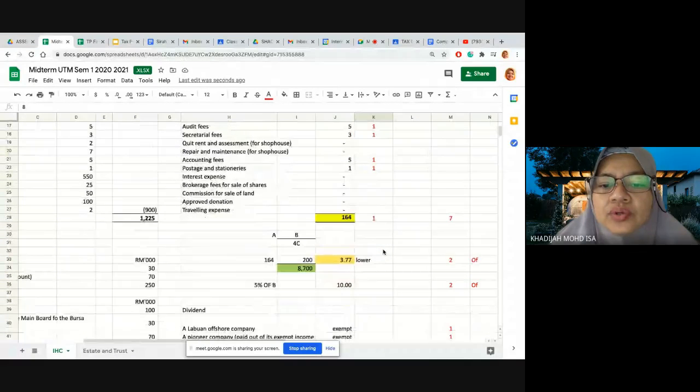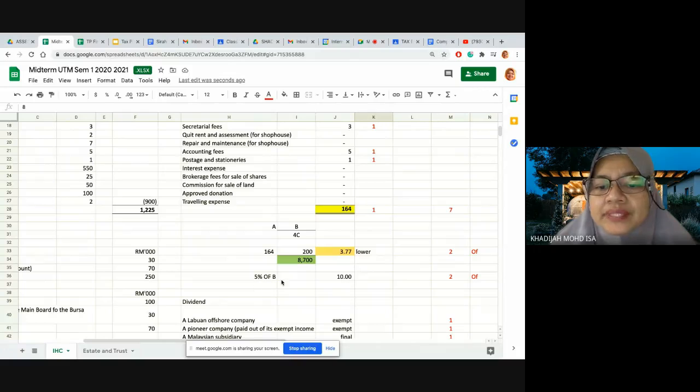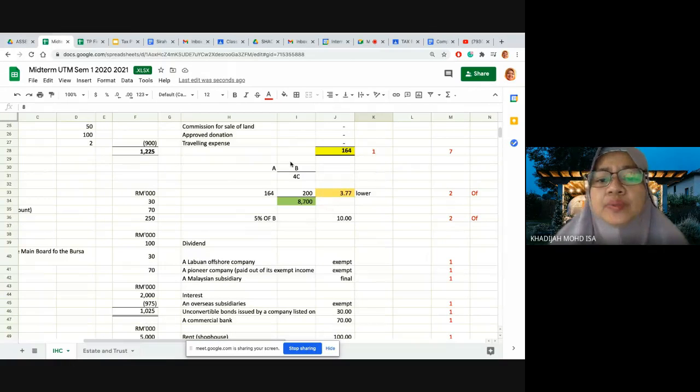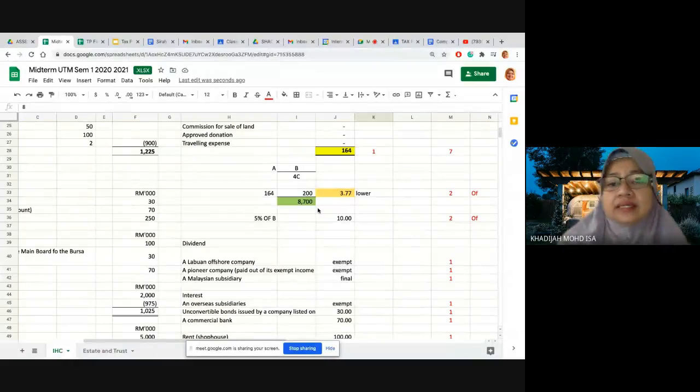Okay, and then you show me your A, B and 4C, you get 2 ticks there, and 5% of your B is 2 ticks also. I don't mind if your B is wrong or C is wrong, that is already counted above.